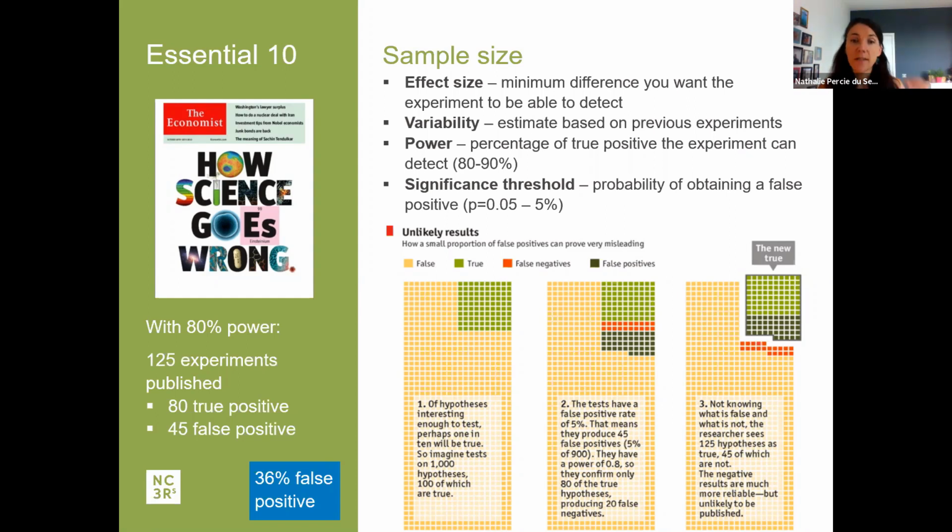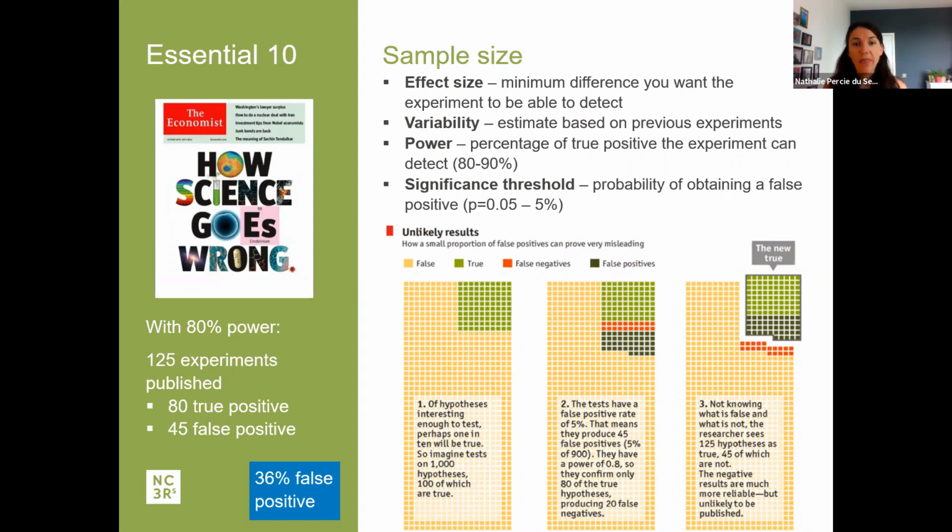So now let's think of a scenario of 1,000 hypotheses to be tested in 1,000 experiments. Let's say that 1 in 10 of these hypotheses are true. So in 100 of these experiments, there will be a real difference to be detected. And in 900 of these experiments, there will be no difference to be detected. And we're going to run this experiment with 80% power. So in the experiments where there is a real difference to be detected, we're going to detect 80. So we'll get 80 true positives. These are the light green squares here. And 20 false negative results.